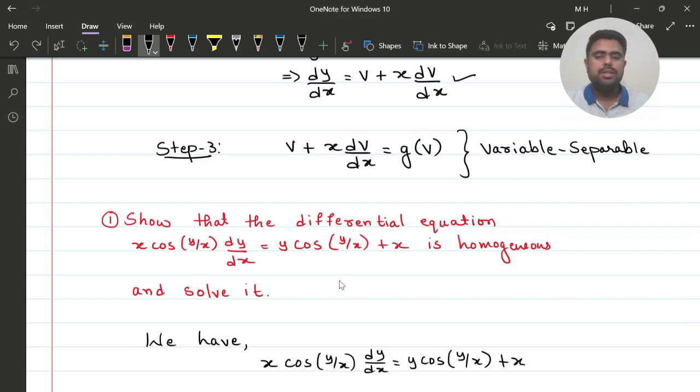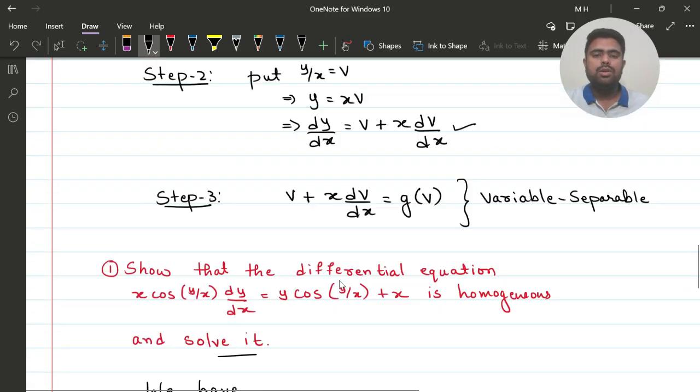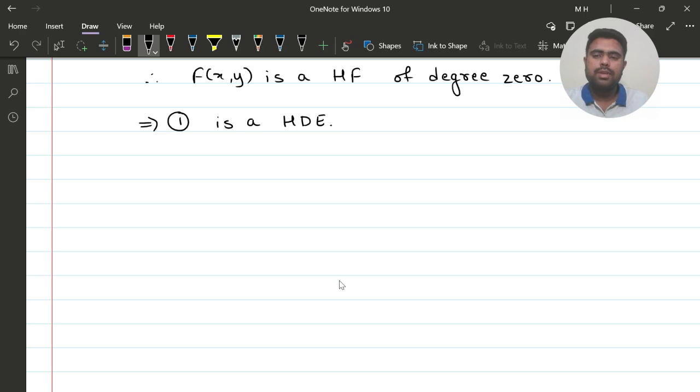Now what we have to do is solve it. To solve it, I will consider the first step, the first equation.